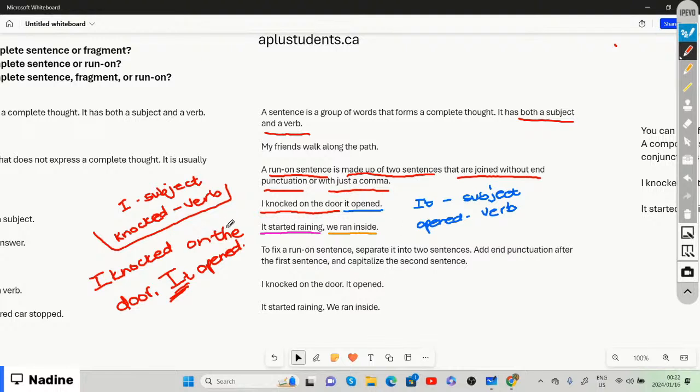And in the same way, it says, it started raining, we ran inside, which means that it started raining, period. And then the next one is we ran inside, period. Which means that we started with a capital letter, we ended with a period or an end point. And then the next sentence we started with a capital letter and we ended with an end point.